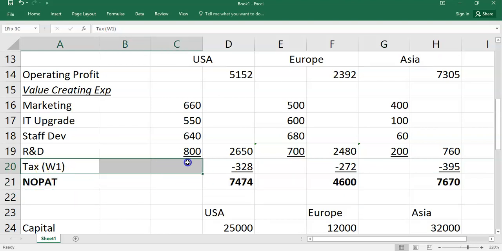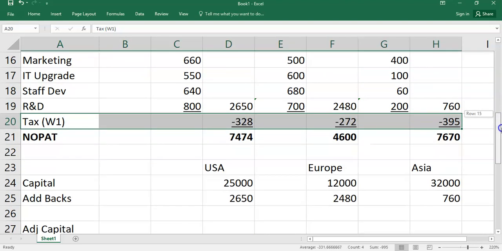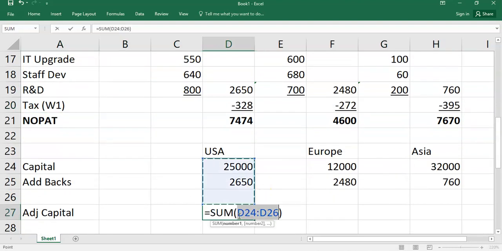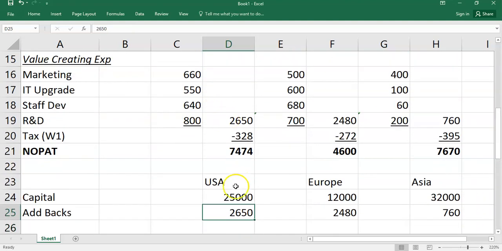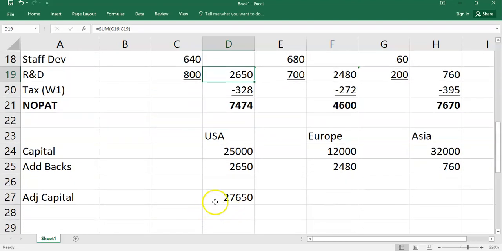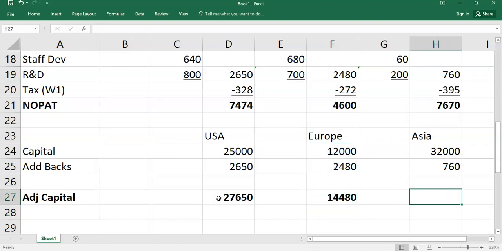The tax adjustment has no impact on adjusted capital. So your adjusted capital here is just doing the add backs. Notice here I don't make work for myself. I do one add back. Sum them up and do a single add back. Don't do 660 plus 550 plus 640. You're duplicating your effort. As long as the examiner can see where the 2650 is coming from, you'll get your marks. So that's your adjusted capital for Asia, for Europe, and for USA.